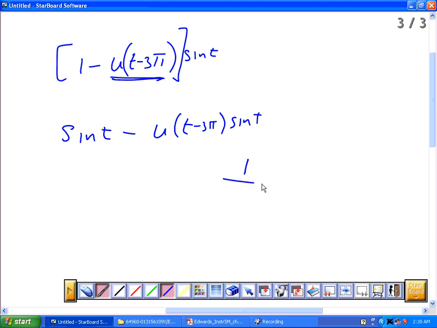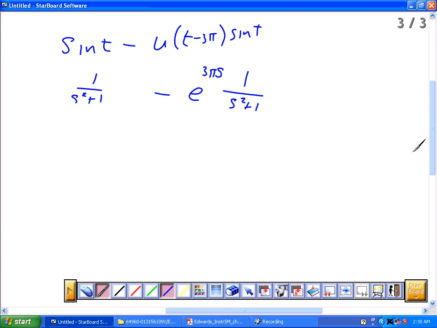The transform of sine is 1 over s squared plus 1. And of course, this is e to the minus 3 pi s, times, here, of course, 1 over s squared plus 1. So there we have it. And we look at that and we say, okay, that's cool. And then, of course, your book will write that as usually 1 minus e to the minus 3 pi s, all over s squared plus 1.